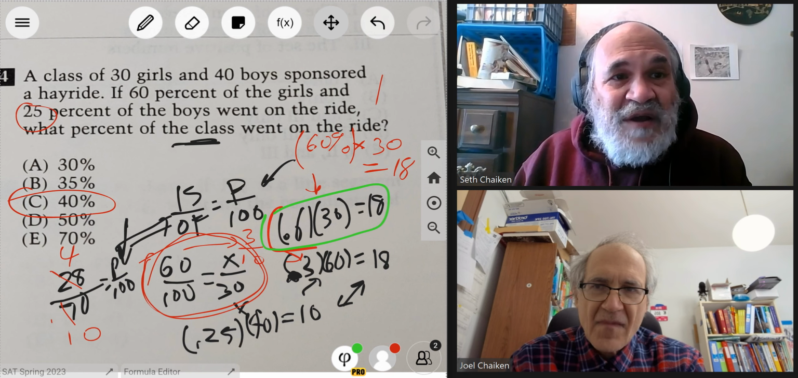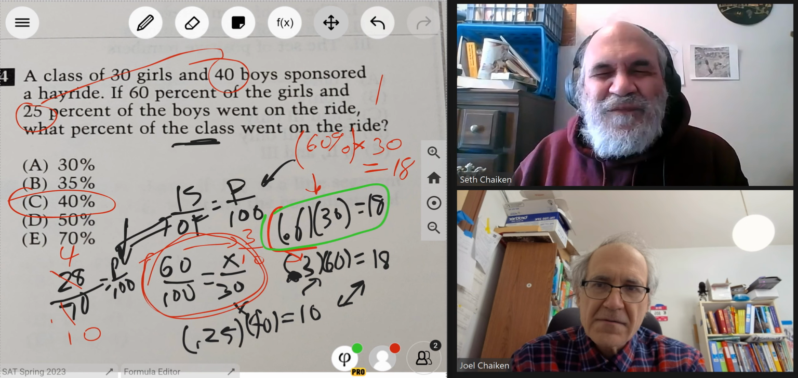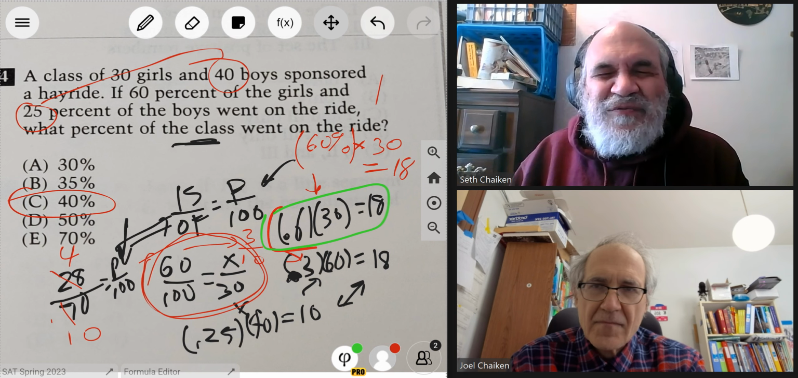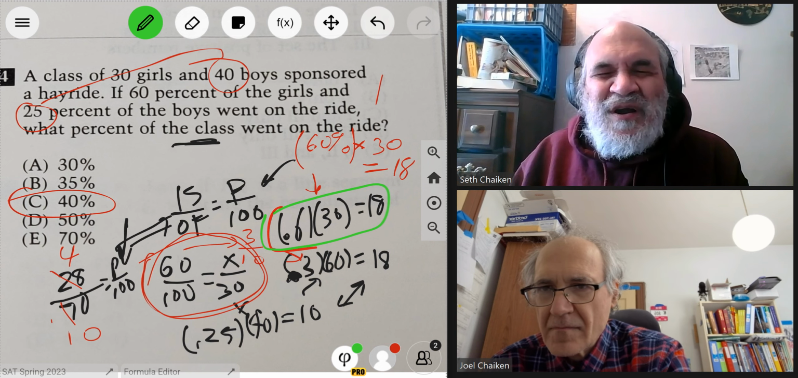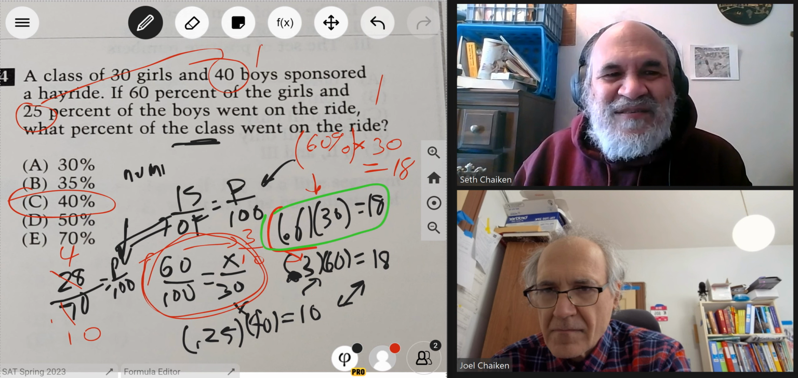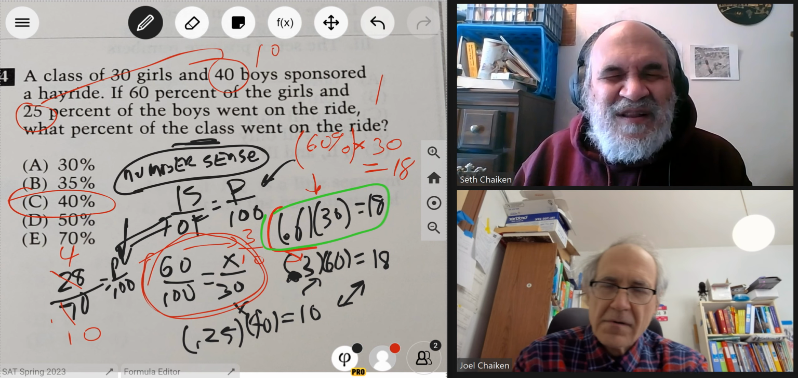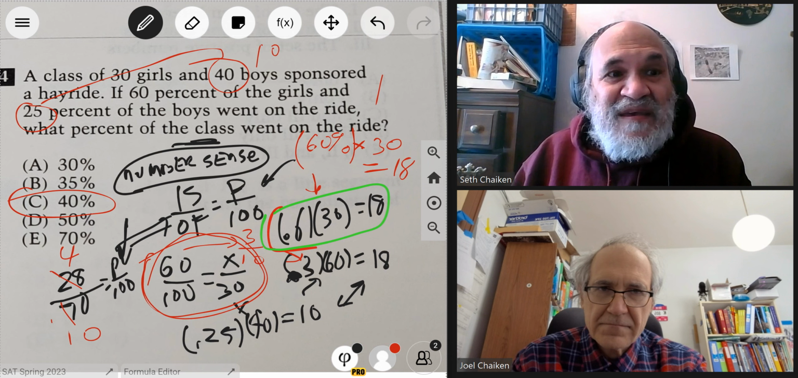25% of the boys. Well, 25% is 1/4. So 1/4 of 40 boys. 40 boys is 4 groups of 10 boys. So a quarter of that is 10. 18, right. Then 18 plus 10 is 28, divided by the total number of kids in the class, and that gives it.